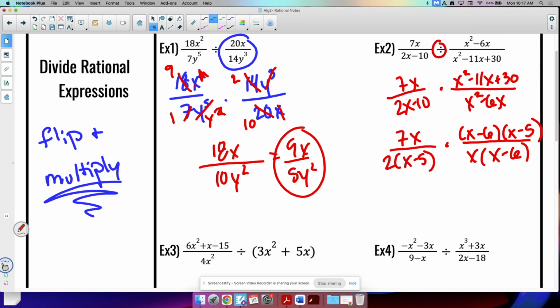Once you have it all factored, anything on top reduces with anything on the bottom. So what are some things that'll cancel? X's. The x's, good. What else? X minus 5s and x minus 6s. Can the 7 and the 2 reduce? No. So up top, the only thing we have left over is the 7. What's left on the bottom?